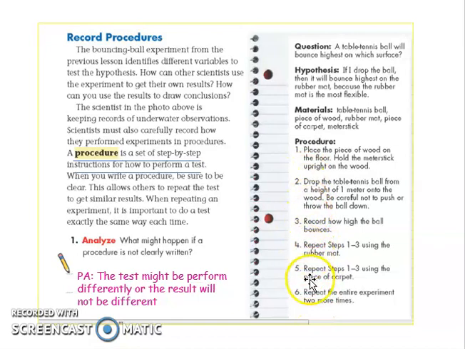Why do they need to write the procedure? Just in case their colleagues or other scientists want to do the same experiment, there is a procedure, and then it will be easy for another person to do that experiment again. So here, analyze what might happen if the procedure is not clearly written. If the procedure is not clearly written here, the result will be different. At the same time, it will not be easy for other people to do it. Okay, that is the purpose of a procedure.